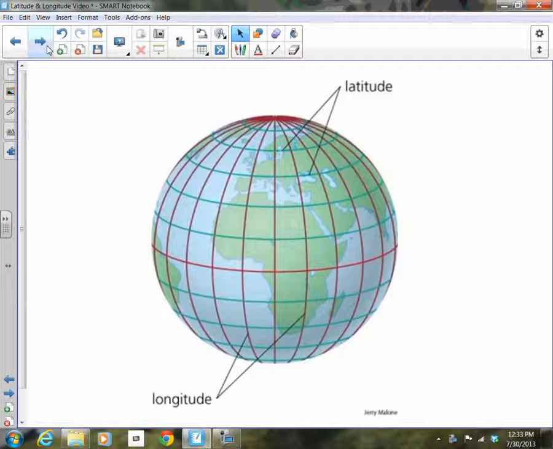What you may not know is that these coordinates and lines are actually based on observations of the stars. We'll get into that more in class. So for now, let's focus on the actual lines of latitude and longitude.